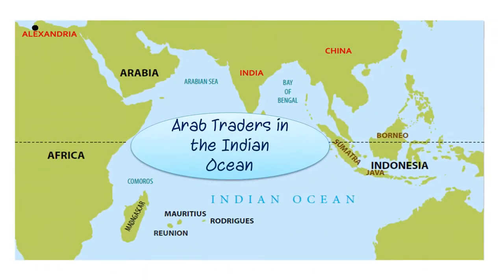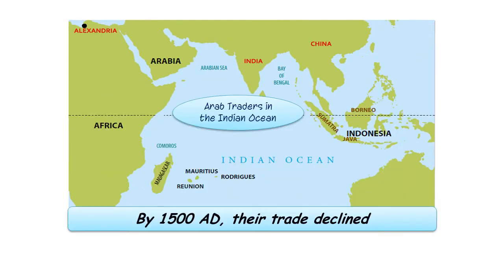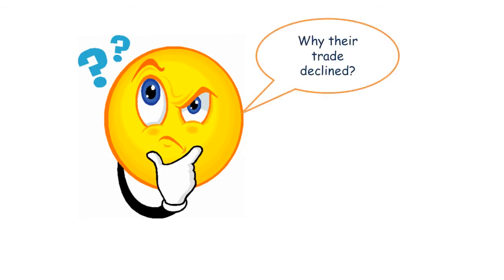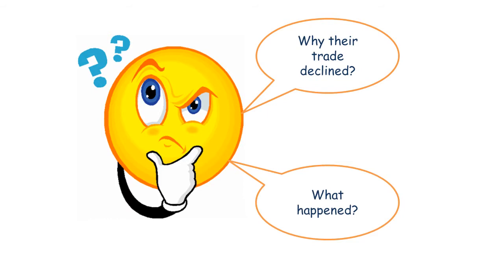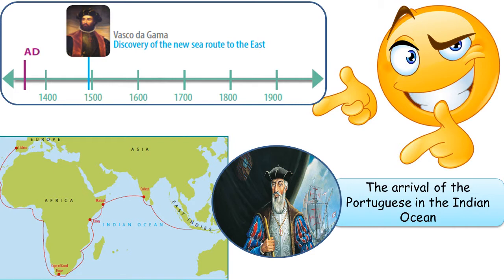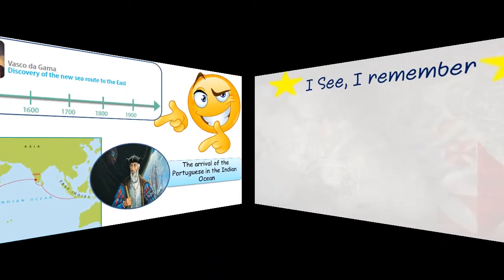In our previous lesson, you have learned about the flourishing trade of the Arabs in the Indian Ocean. However, by 1500 AD, their trade declined. Do you have any idea why their trade declined? What happened? Well, it was due to the arrival of the Portuguese in the Indian Ocean.